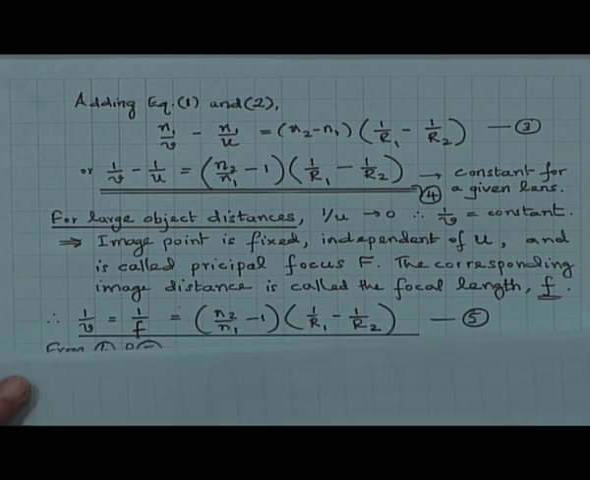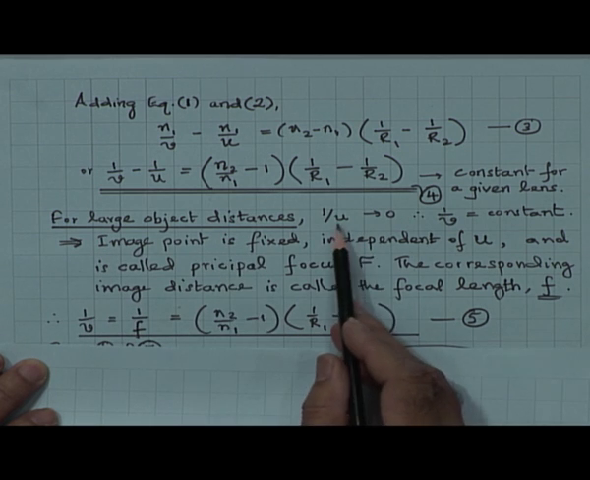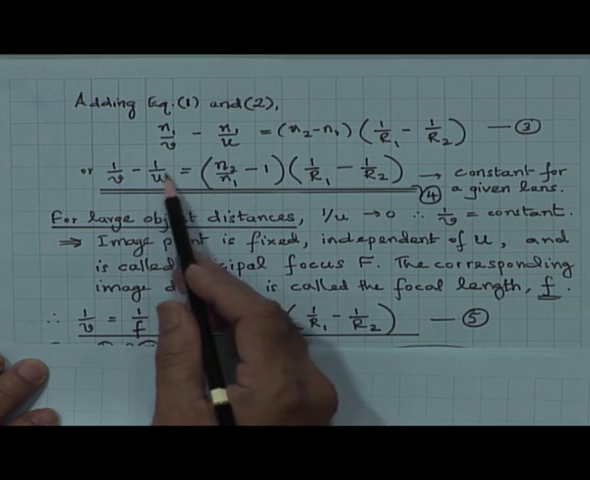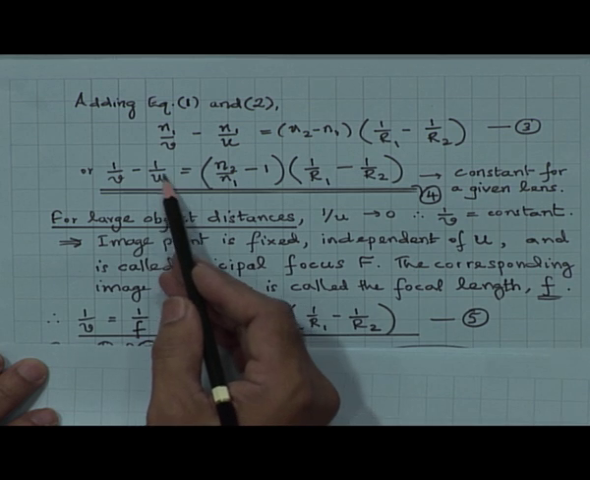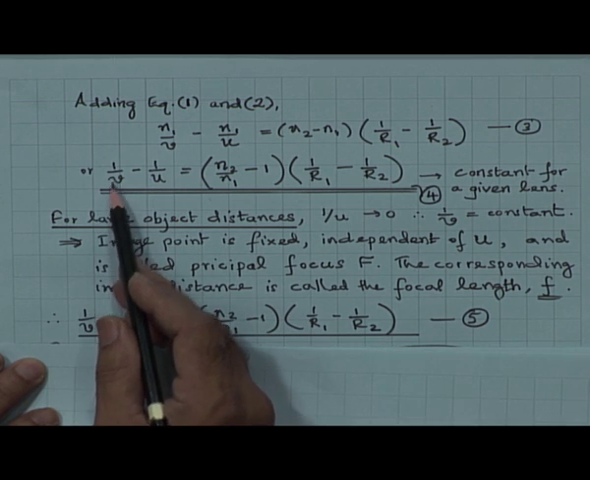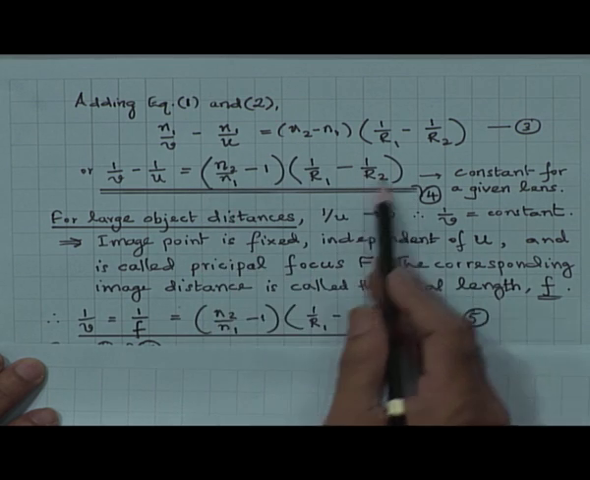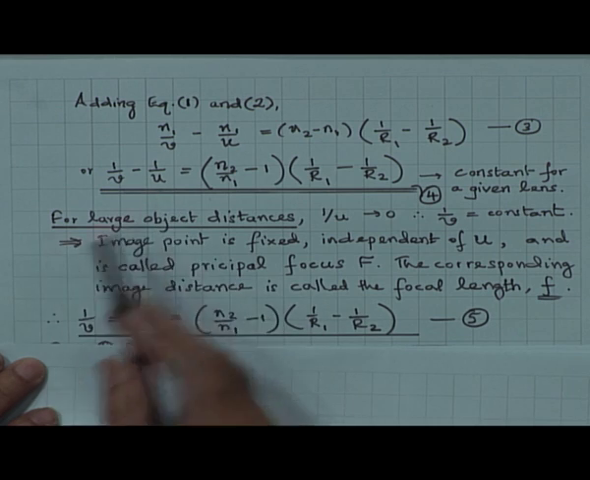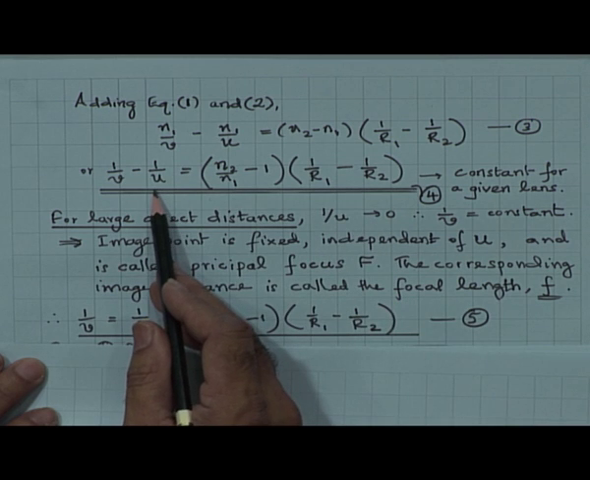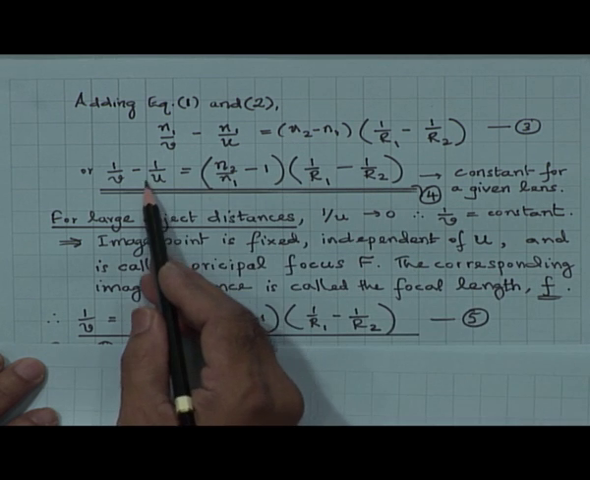Now, for large distances, let us look at this. For large distances, 1 by U tends to 0. When the object distance is large, when the object is at infinity, let us say, 1 by U tends to 0. This means that we have 1 by V is equal to a constant. What is there on the right hand side is constant, it has nothing to do with U, whatever be the position of U. Therefore, for large distances we have 1 by V is equal to a constant which is independent of U.